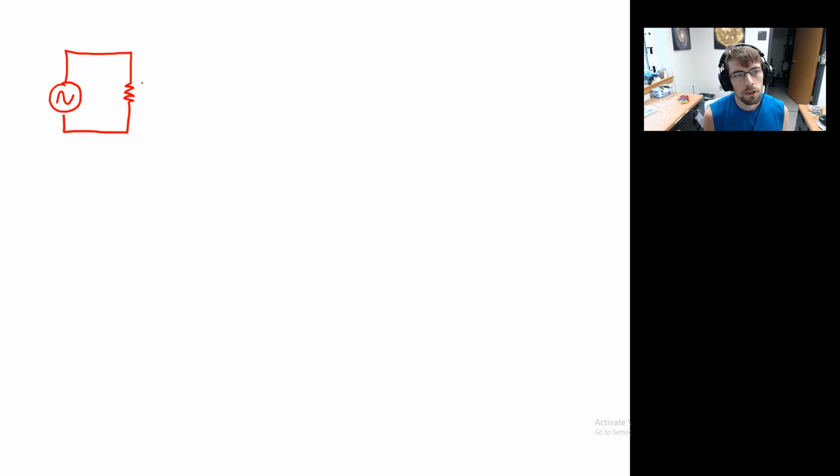Okay. So we'll call this resistor R. We'll say that the source potential as a function of time, let's go ahead and call this cosine of omega t. And I want you to go ahead and get me an expression for the current as a function of time running through the resistor. Go ahead. You got it?